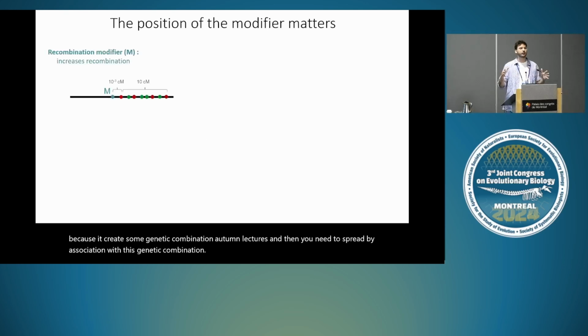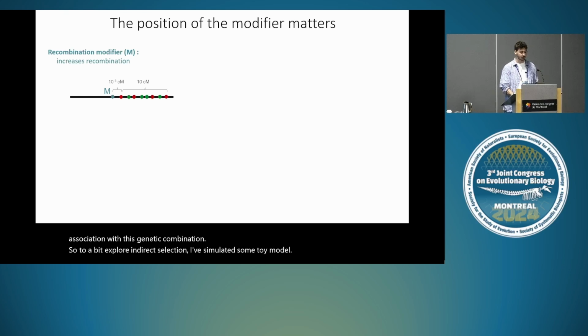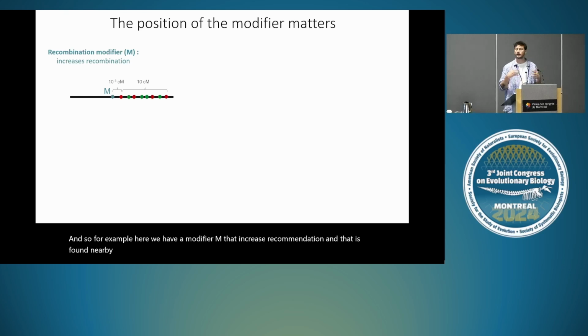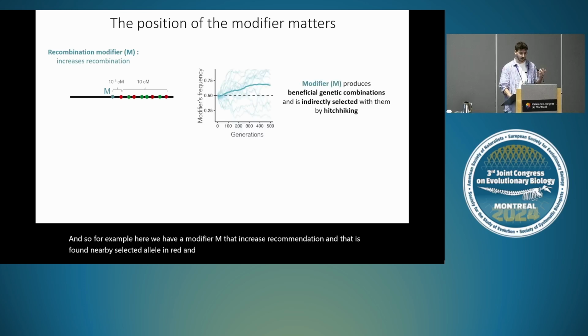So to explore indirect selection a bit, I've simulated a toy model. For example, here we have a modifier M that increases recombination and that is found nearby selected alleles in red and green. And here we see that the recombination modifier is selected for because it creates some beneficial adaptive combination and can spread by hitchhiking with them in the population.